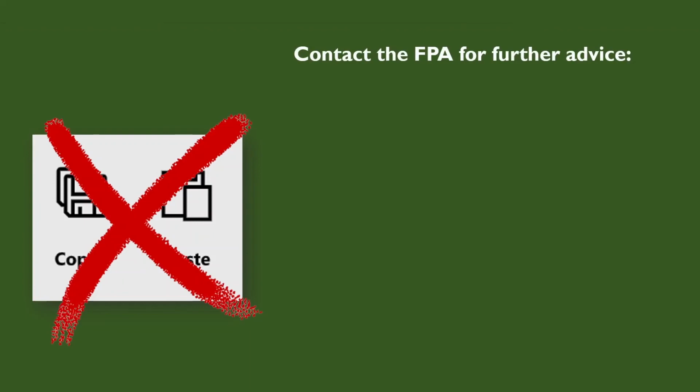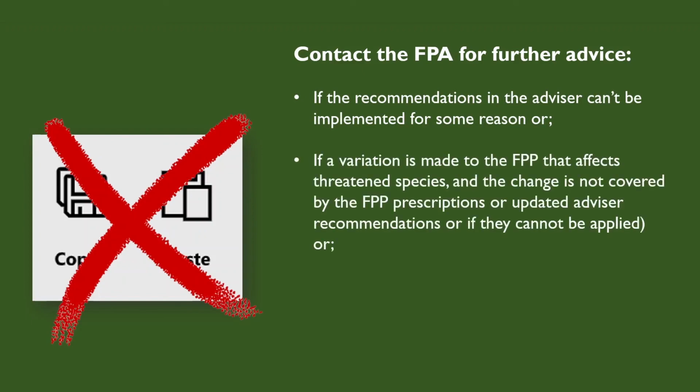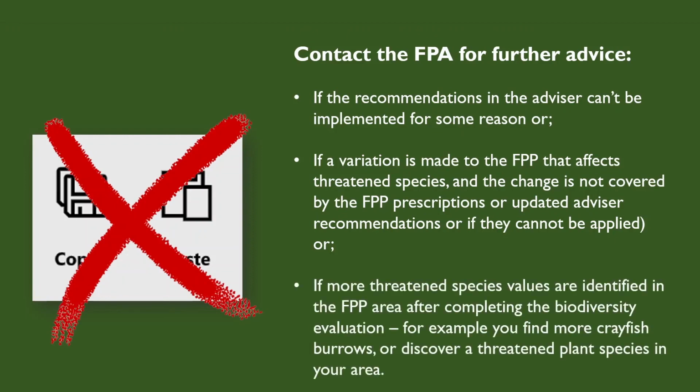You can contact the FPA for further advice if the recommendations in the advisor can't be implemented for some reason, or if a variation is made to the FPP that affects threatened species and the change is not covered by the FPP prescriptions or updated advisor recommendations, or if they cannot be applied. Or if more threatened species values are identified in the FPP area after completing the biodiversity evaluation. For example, if you find more crayfish burrows or discover a threatened plant species in your area.